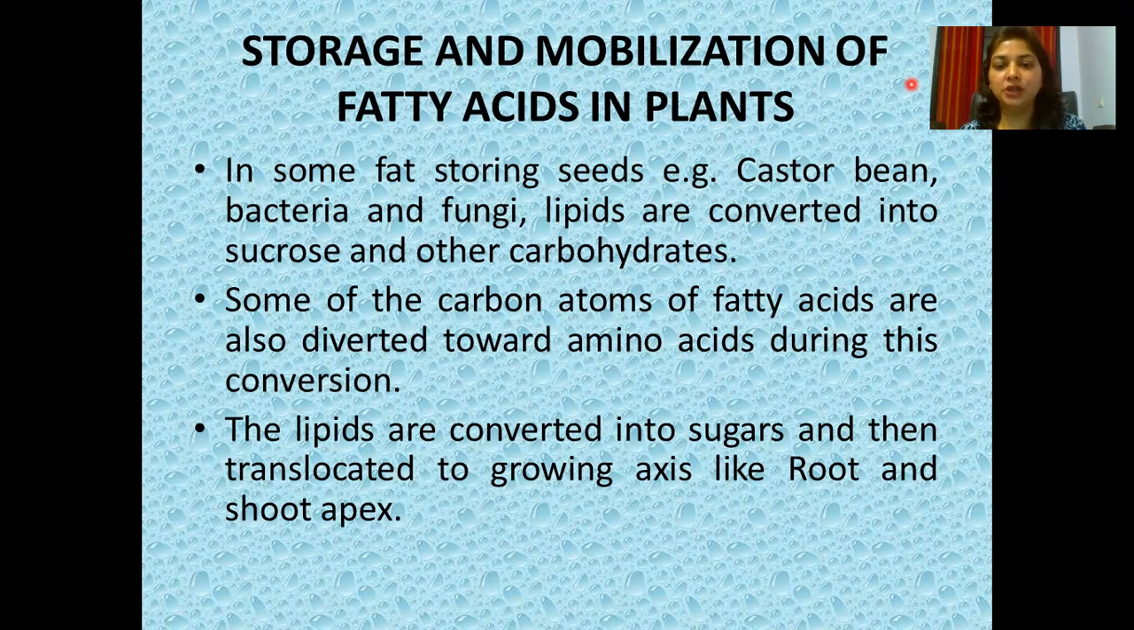So lipids need to be converted into sucrose, which is mobilized into the growing embryonal axis of these seeds, so that these seeds can easily convert into complete seedlings, and they have the energy from the lipids. Some of the carbon atoms of fatty acids are also diverted toward amino acids during this conversion. The lipids are converted into sugar and then translocated to the growing embryonal axis, which includes the root and shoot.